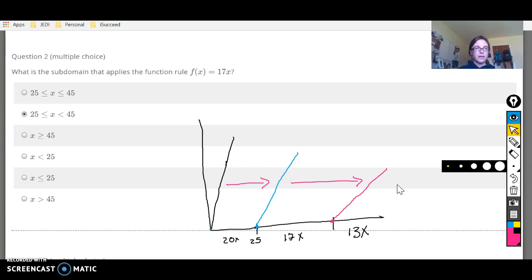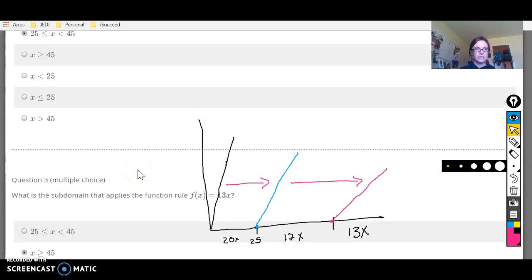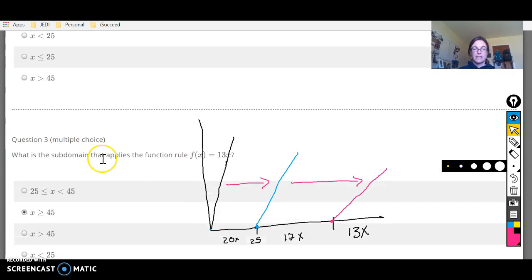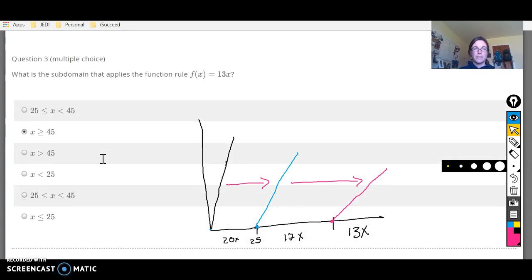The next question is, what is the subdomain that applies to our 17x? Well, that is where we're going to include the 25, but we're not going to include 45. So 25 is less than or equal to x, which is less than 45. And then finally, the subdomain that applies for 13x is anything 45 and over. That's the lowest price they're going to do for us.